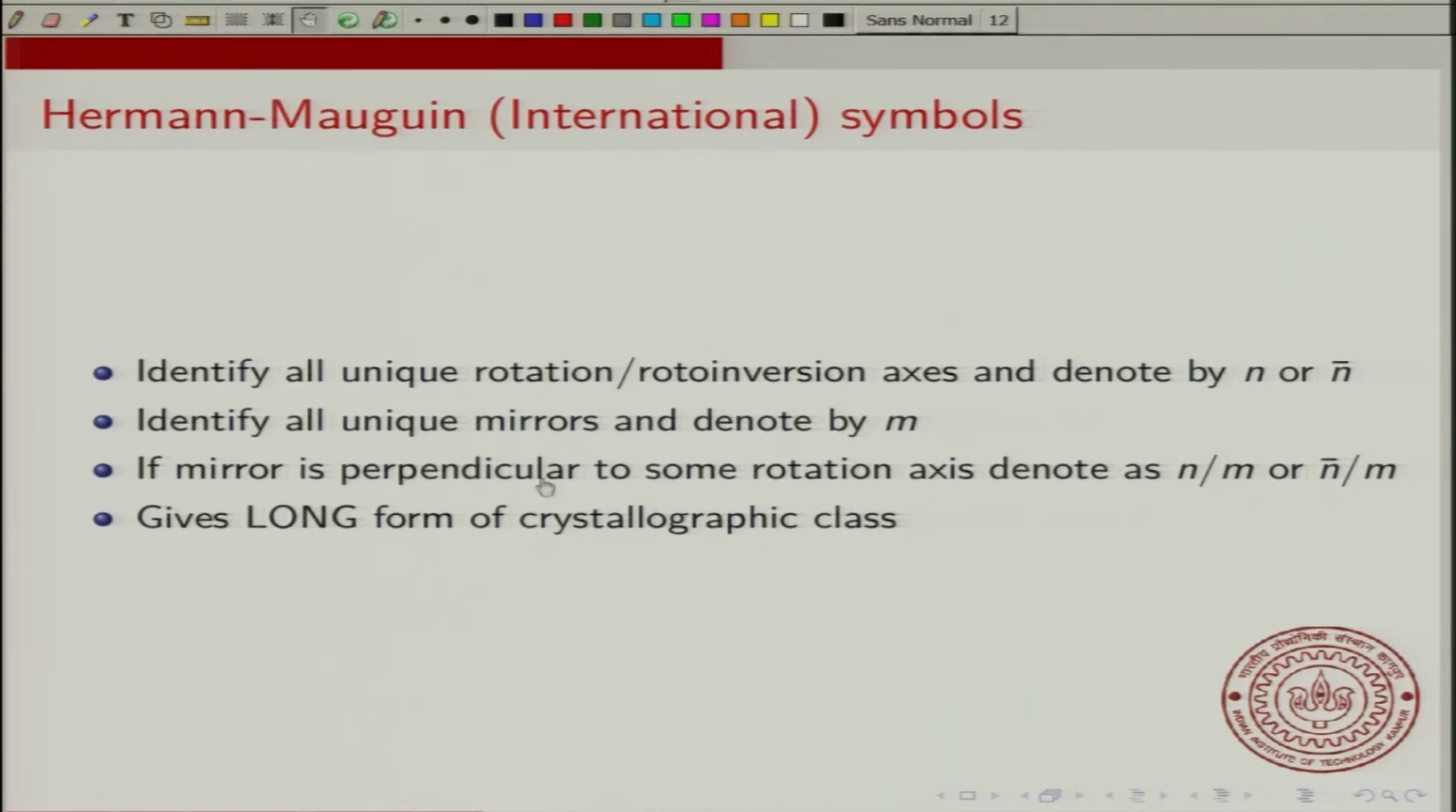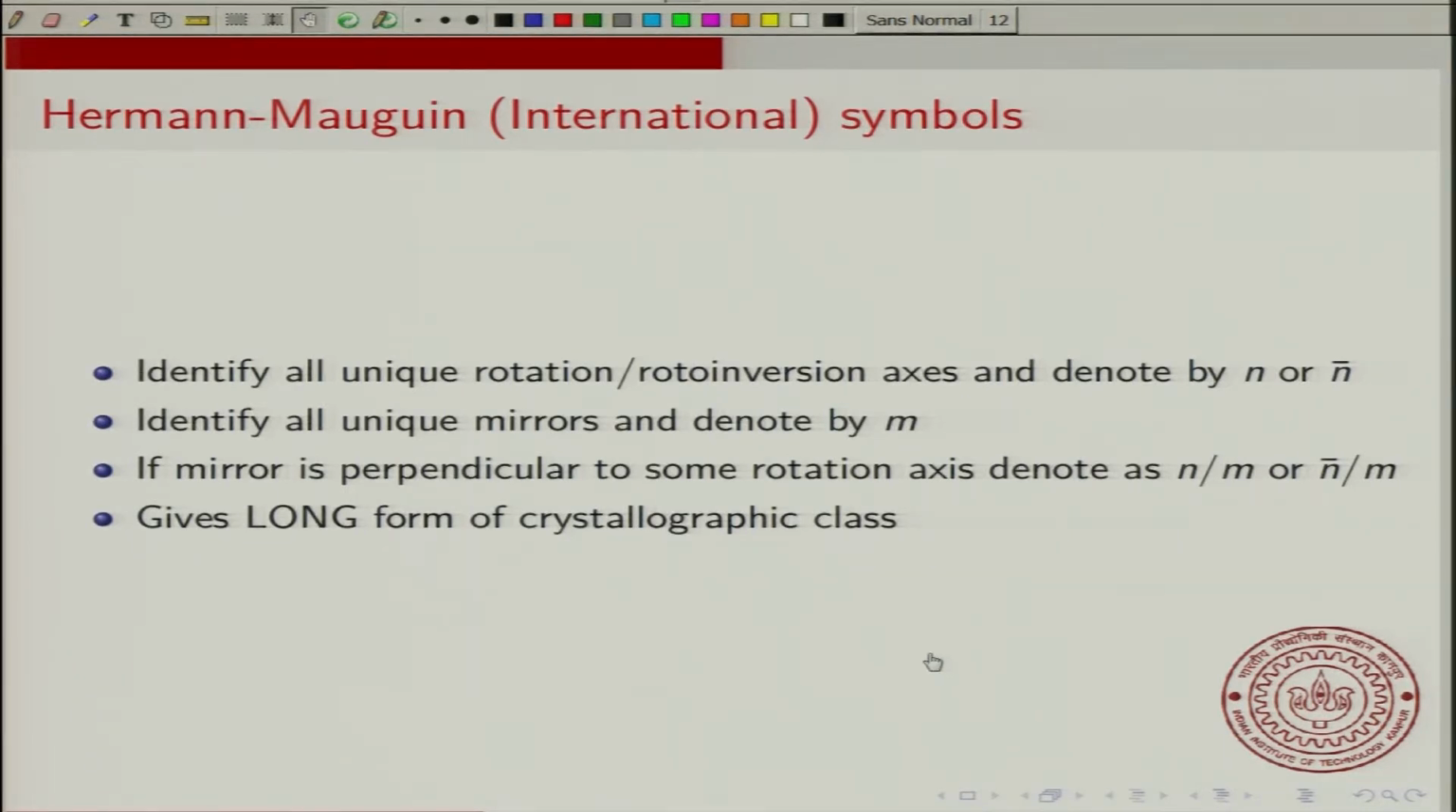Now if a mirror is perpendicular to some rotation axis, then you denote it as n by m. So, if m is a mirror that is perpendicular to a rotation axis n, then you denote the axis and put a slash between the axis and the mirror symbol. Similarly, if it is perpendicular to a roto inversion axis n bar, then you denote it as n bar by m. Just these three operations give the long form of the crystallographic class. In this lecture, I will focus on the long form of the Herrmann international symbols, which gives you the crystallographic class.